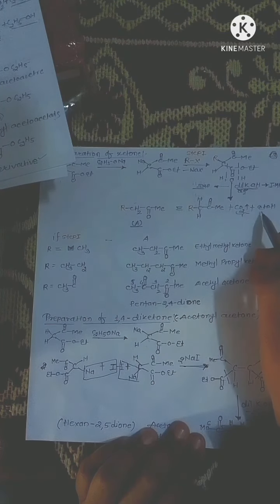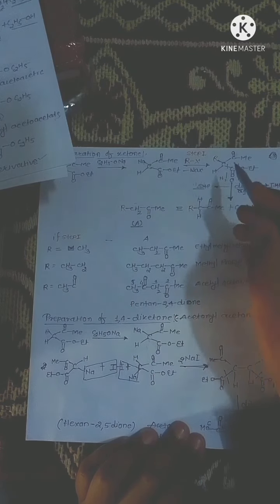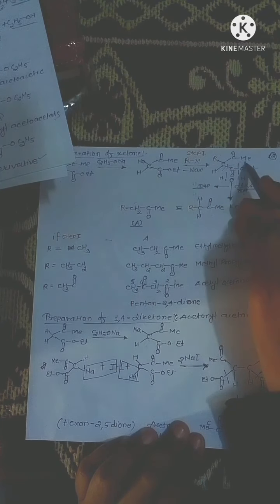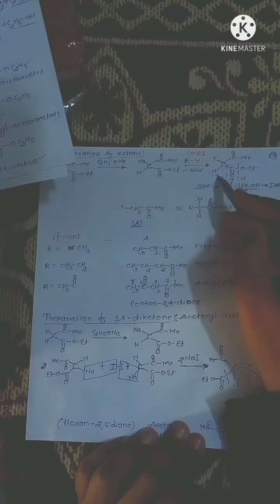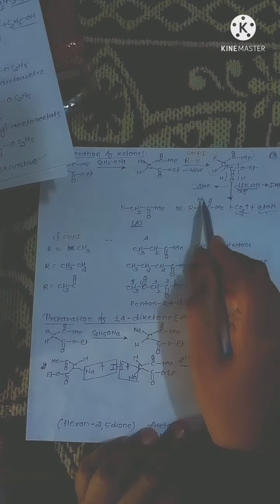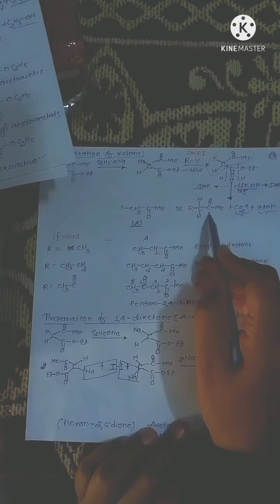This part gives you ethyl alcohol, and all the remaining part is going to form a ketone. This part basically forms a ketone, because one of the hydrogens from water comes onto this carbon. So we get RCH2 C double bond O Me.